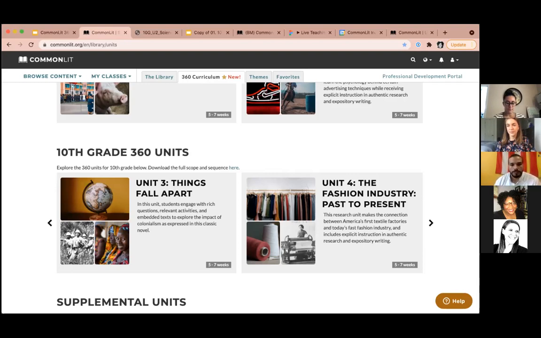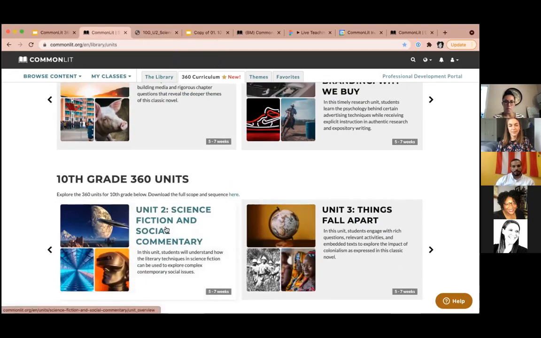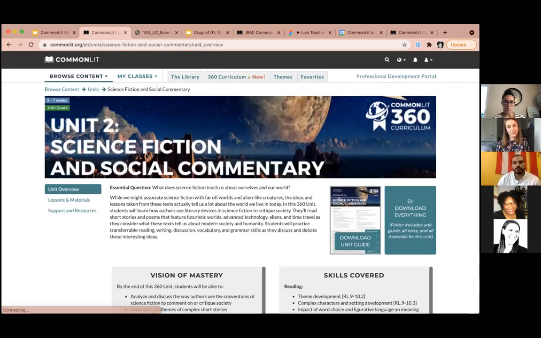So when we look at our research units and all of the things that students are learning, they're building incredible amounts of knowledge, and they are also working collaboratively with each other and demonstrating their learning in many unique ways. So I'm going to click into Unit 2 from 10th grade. Now let's take a look at what's included in a CommonLit 360 unit. So here is Unit 2, Science Fiction and Social Commentary.